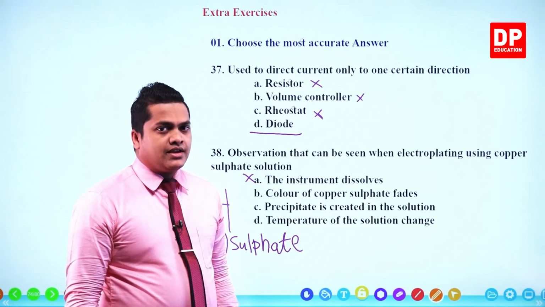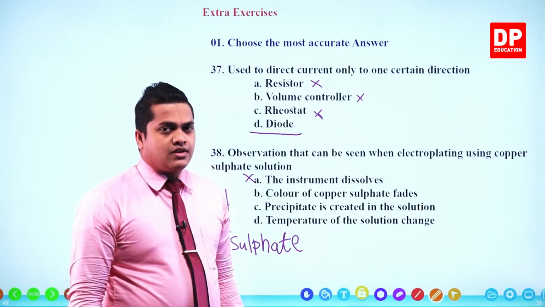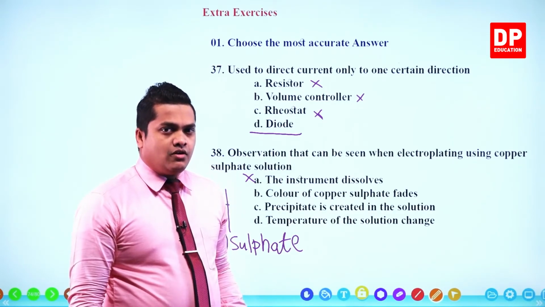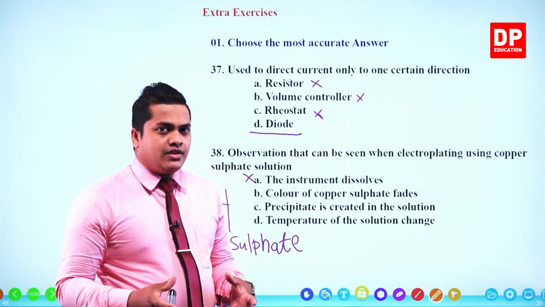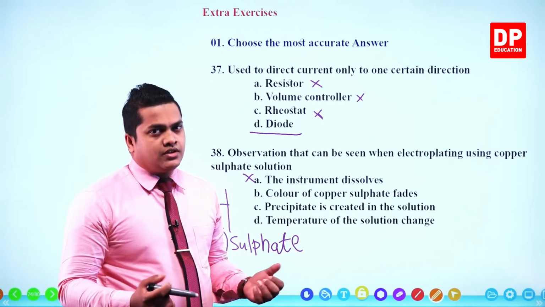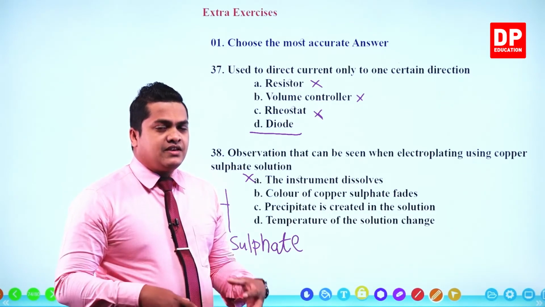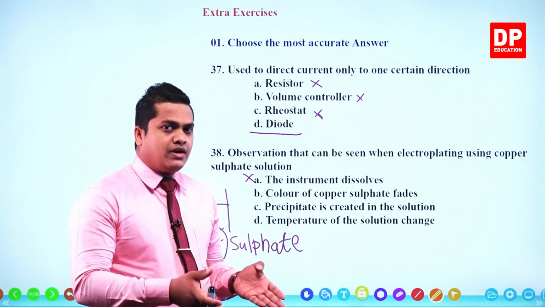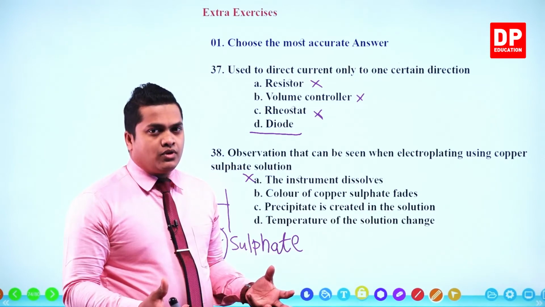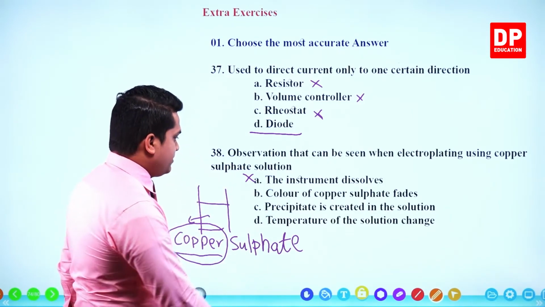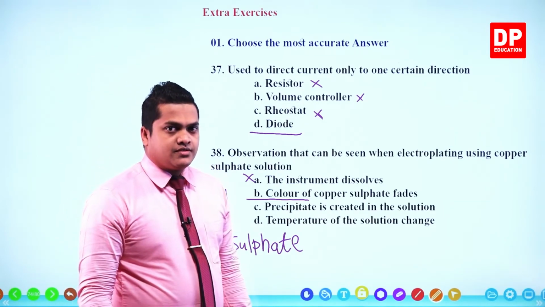It's because that copper is being utilized within the solution to plate on the object. So if copper is going to be plated on the object from the solution, there won't be any copper left. Copper sulfate is giving out blue color because of copper ions in it. So if there is no copper, then the blue color is going to fade off. So our observation would be: color of copper sulfate fades.